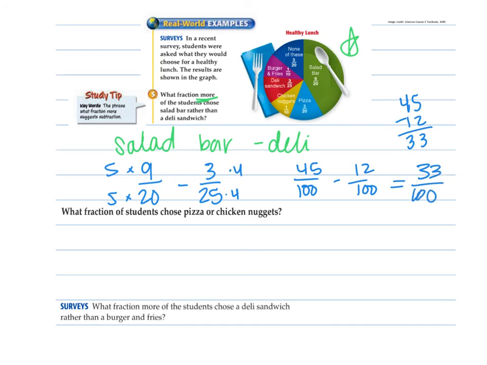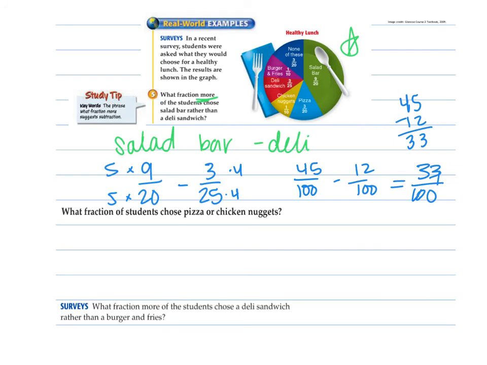I don't think that can be simplified by anything. 33 can be divided by 1 and 33, 3 and 11. 100 can't be divided by any of those. So that's the fraction that chose salad over the deli sandwich. What fraction of students chose pizza or chicken nuggets? Pause and try this on your own.